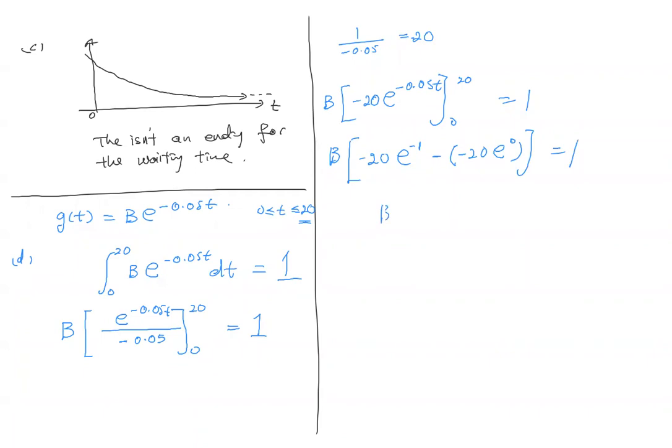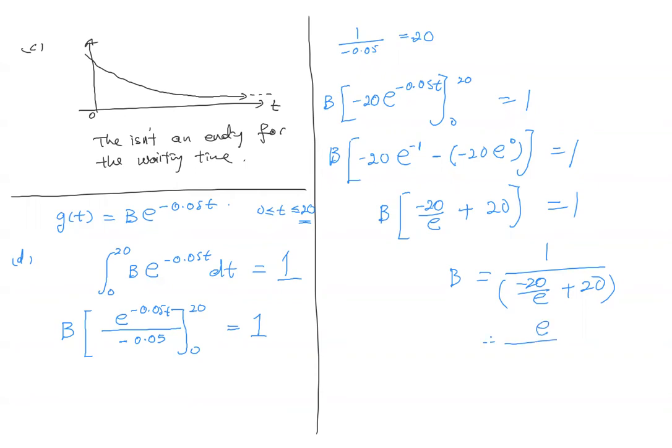So your b, this is negative 20 over e plus 20. So your b is equal to 1 divided by negative 20 over e plus 20. You can leave your answer like that, because the calculation is quite heavy. Or what you can do is write it like that, which will be much better. So bottom times e, top times e. That's it. So this is your b. So you will get your 4 marks.